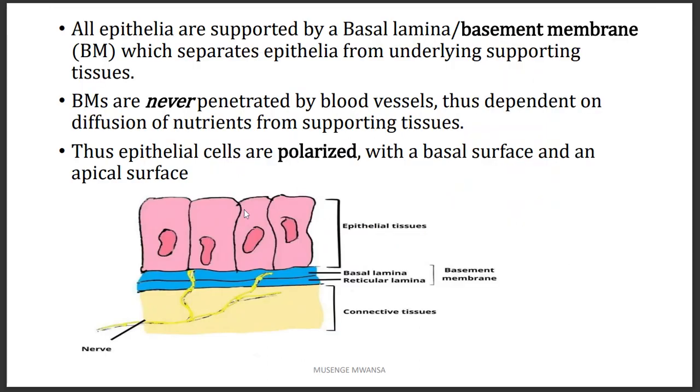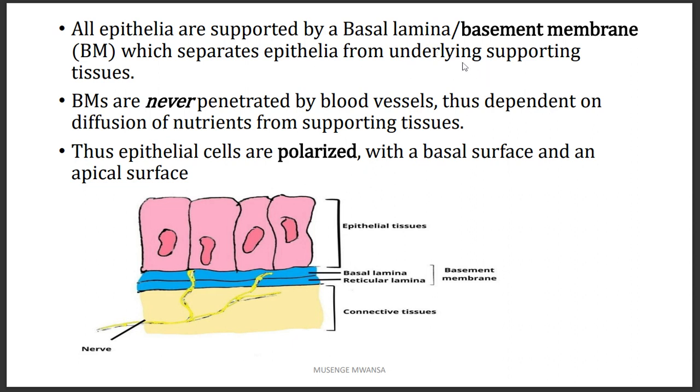So this is an epithelial tissue. That's the one we want to discuss. You can say that the epithelial tissue is the one on top in pink, but down you have got the support system of the epithelial tissue. Just below the epithelial tissue, we have got this blue. This is called the basement membrane. Basement membrane, also known as basal lamina.